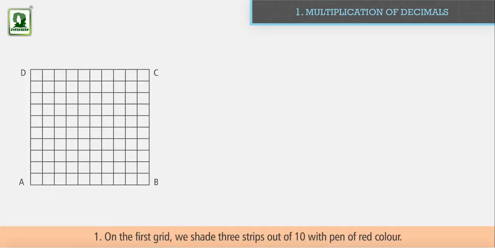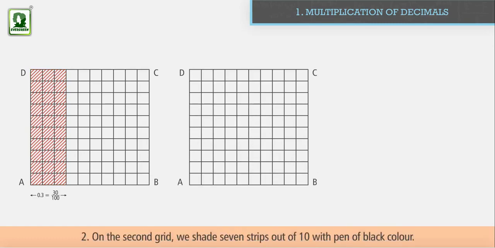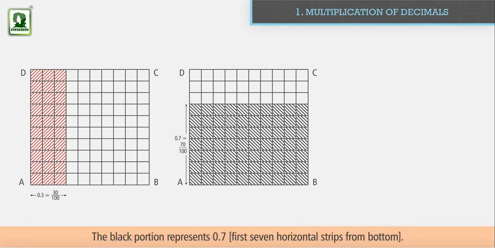Presentation. On the first grid, we shade 3 strips out of 10 with a pen of red color. The red portion represents 0.3, the first 3 vertical strips from the left-hand side. On the second grid, we shade 7 strips out of 10 with a pen of black color. The black portion represents 0.7, the first 7 horizontal strips from the bottom.